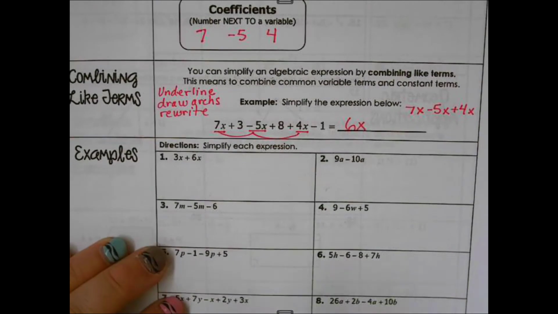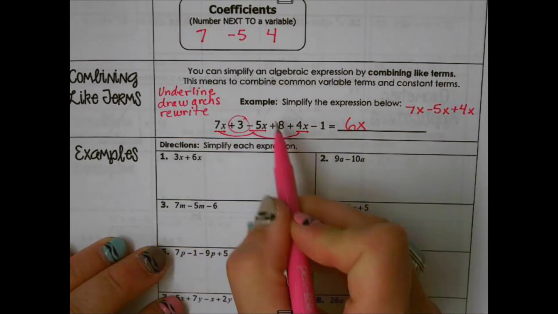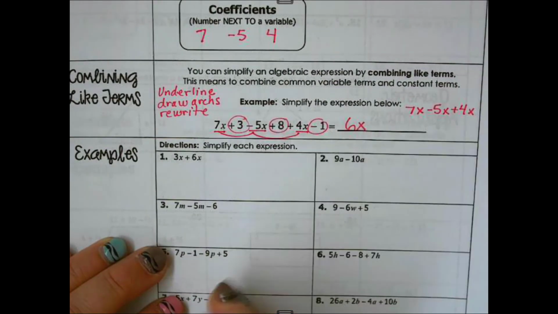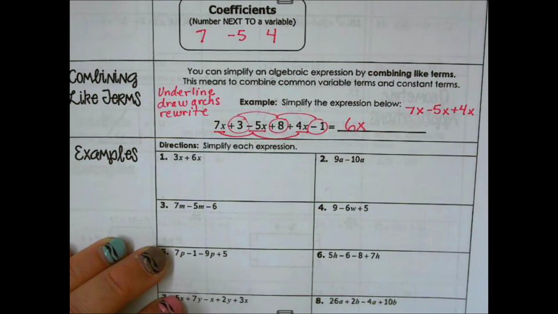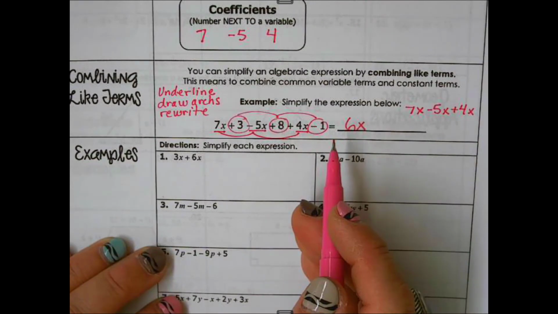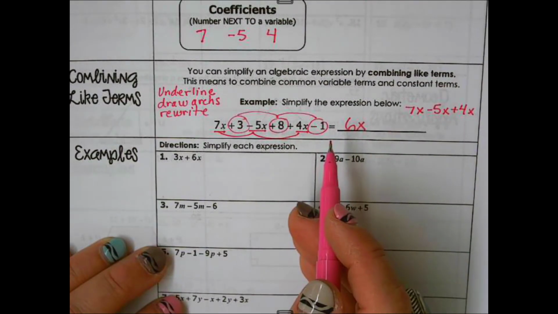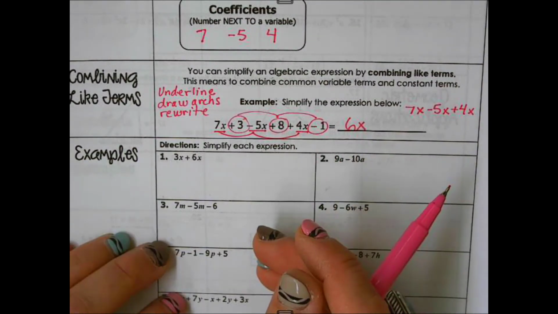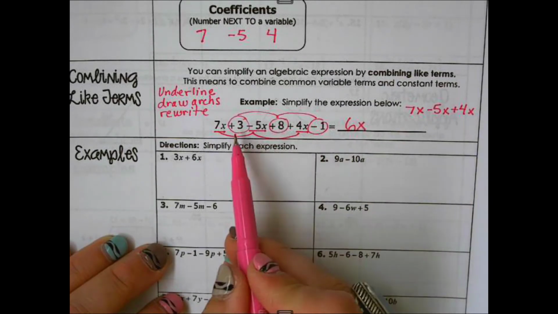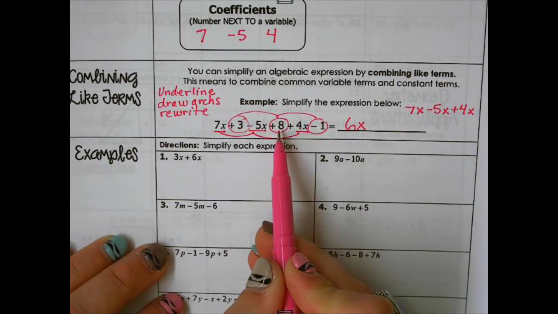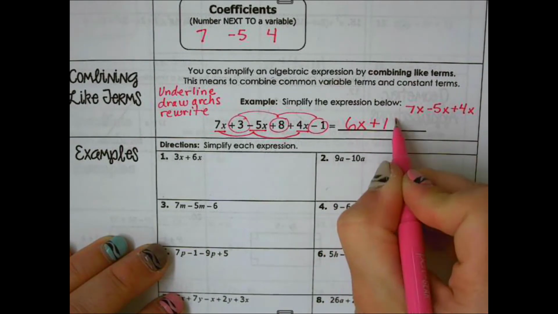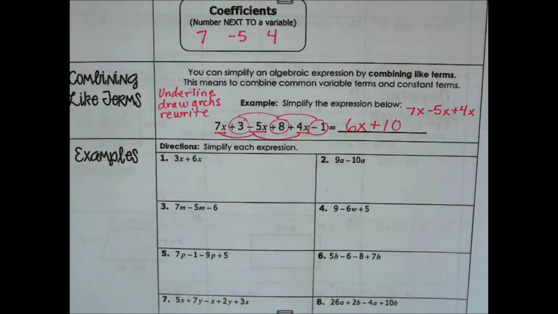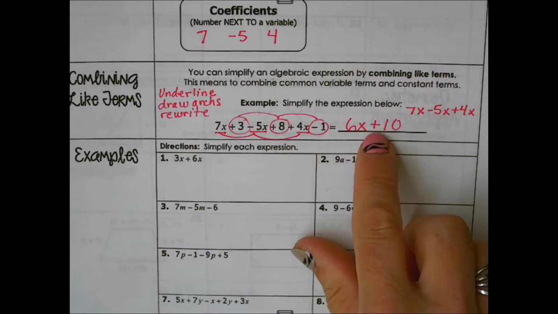Now, in the constants, I like to circle the constants. Again, we could draw arcs. You could use two different colors. I've seen that too, where kids use two different highlighters. Let's see what that ends up simplifying for us. 3 plus 8 is 11. 11 minus 1 is positive 10. So we need to make sure that we put that sign there. If it's positive, if it's negative, we can't just leave this blank.